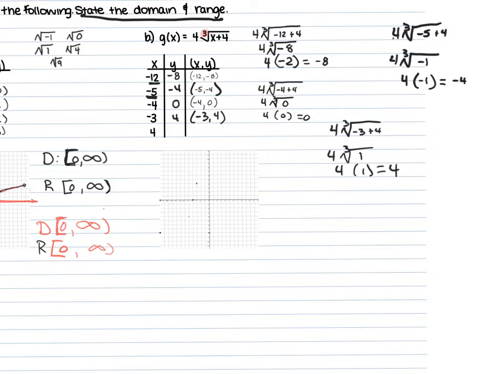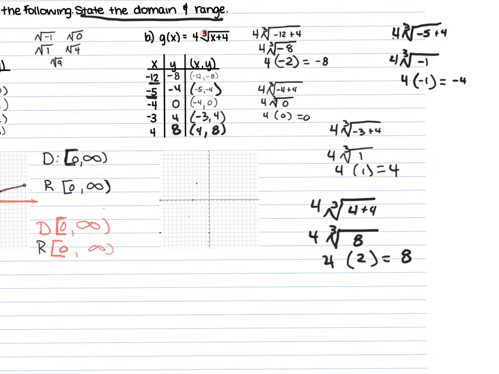So let's do our last one here. We've got the cube root, so 4 times the cube root of 4 plus 4. 4 plus 4 is 8. What's the cube root of 8? 2. And what's 4 times 2? 8. So we get the coordinates 4, 8, which should be a pretty good representation of what we've got.